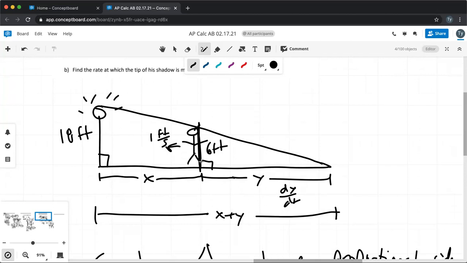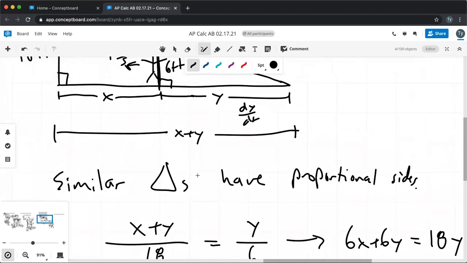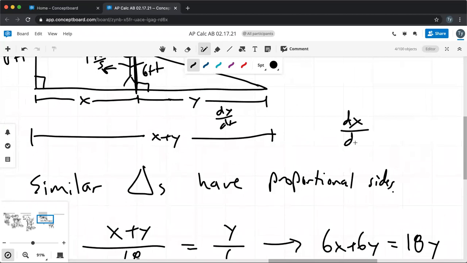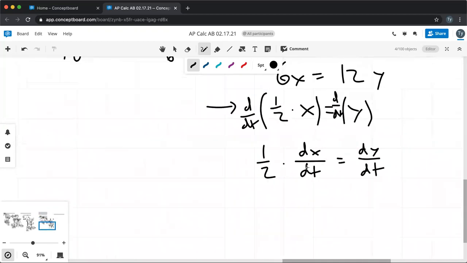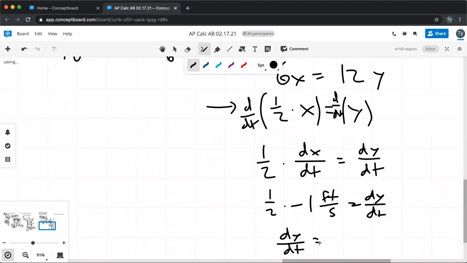And we know that this x is getting smaller at a rate of 1 foot per second. So if it's getting smaller, we want to make that a negative rate of change. So dx/dt, we're going to say is negative 1 foot per second. If we plug that in here, we get negative 1 times a half. We get the rate of change of y with respect to t is negative a half foot per second.